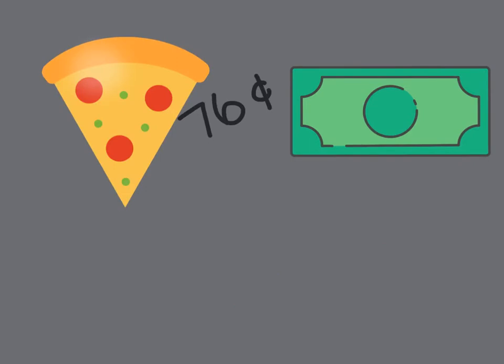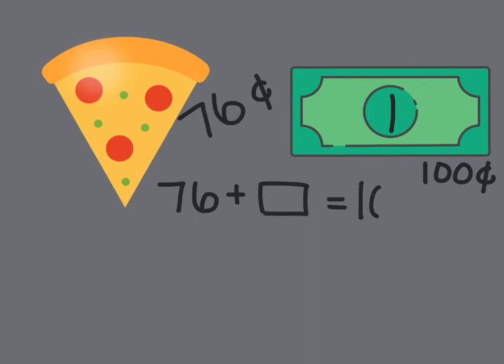Here is our last example. Here we are buying a piece of pizza. The piece of pizza costs 76 cents. Again, we have a $1 bill that is 100 cents that we are paying for. So the equation that we are solving is 76 plus what equals 100. What is the difference? How do I get from 76 up to 100? How much change am I getting back?